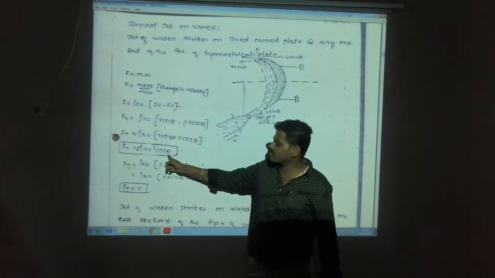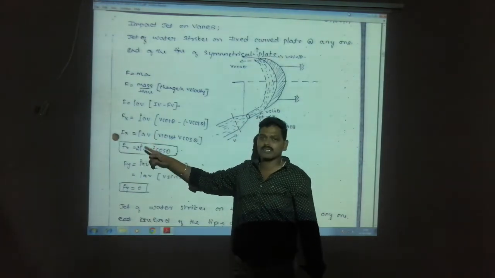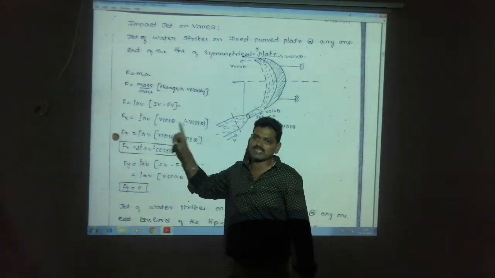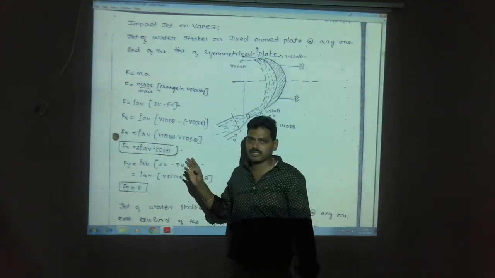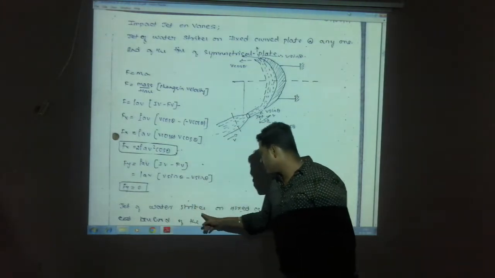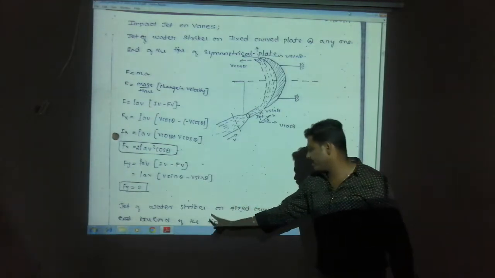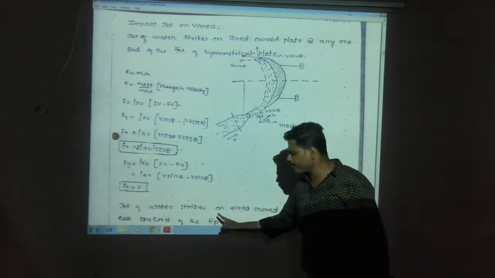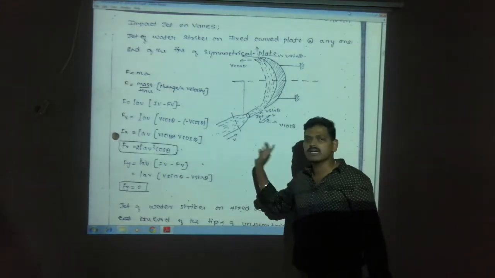So you should remember what the theta value is, and you should know the velocity, and if you know the fluid is water, then the mass density is 1000. Substitute all the values and you can find out Fx. So this is the derivation for the jet of water striking a fixed curved plate at any one end of the plate, at any one tip of the plate. Any one of the tips, as the plate is symmetrical.